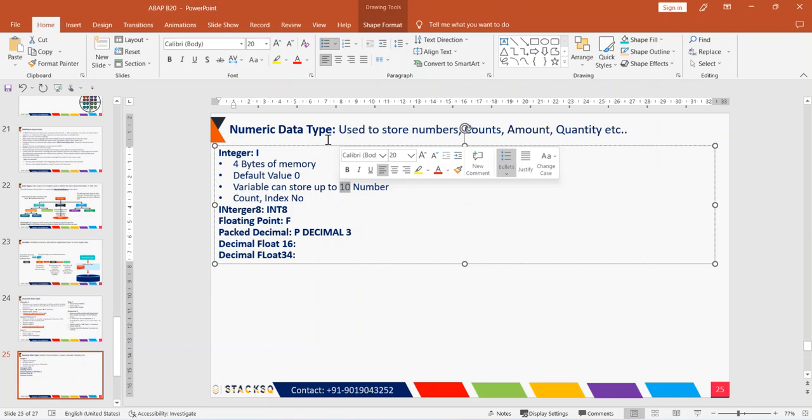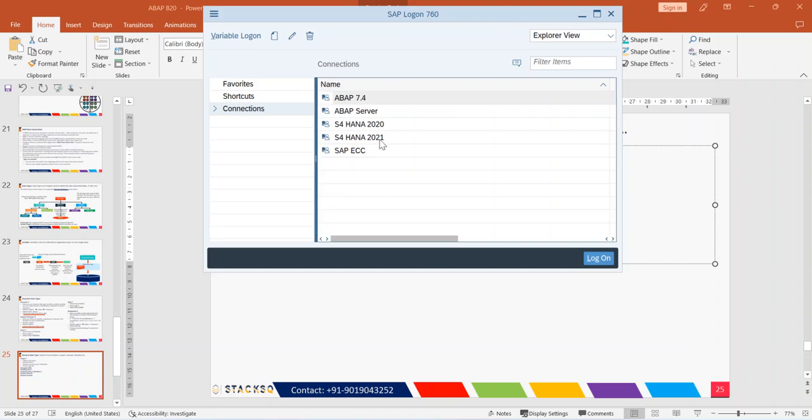That means numeric data types allocate less memory compared to the character data type. So if you have 4 bytes in character data type, how many characters can you store? Only 2 characters, right? But here you can store up to 10 numbers. That means numbers occupy less memory. So this is the integer data type. Let's see that in the system.